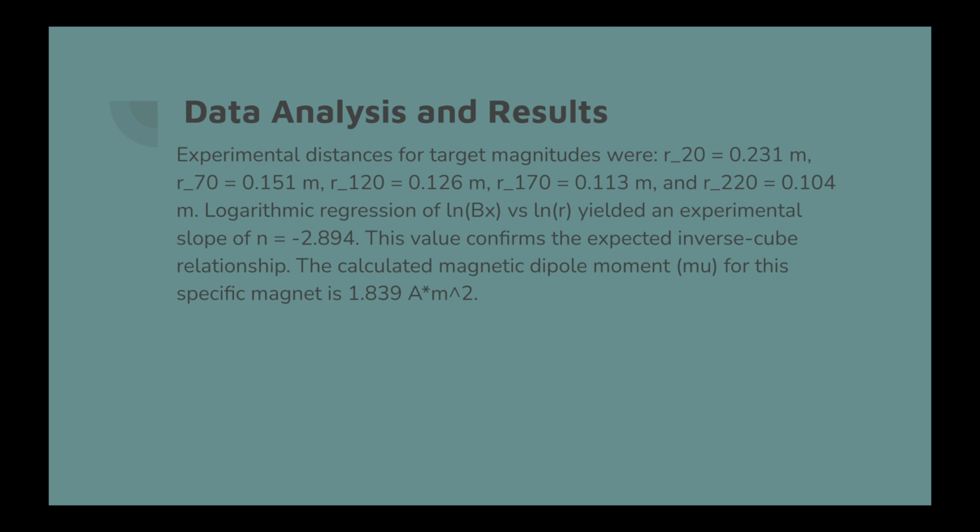The experimental data for the target magnitudes were: R20 was 0.231, R70 was 0.151, R120 was 0.126, R170 was 0.113, and R1220 was 0.104. The logarithmic regression of ln of Bx versus ln of r yielded an experimental slope of -2.894. This value confirms the expected inverse cube relationship. The calculated magnetic dipole moment mu for this specific magnet is 1.839.